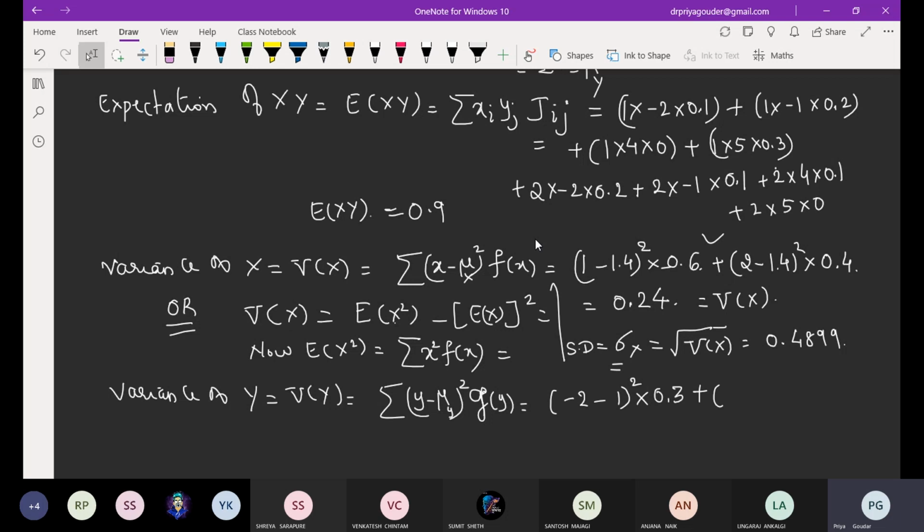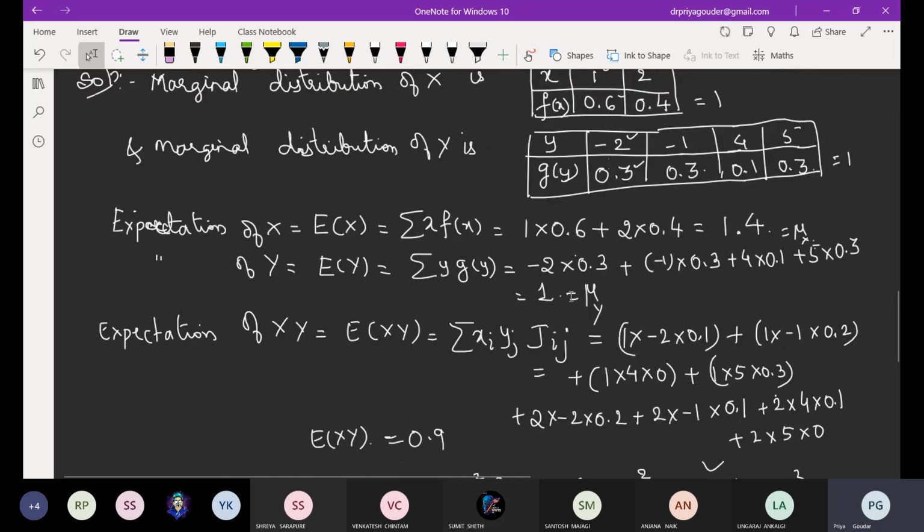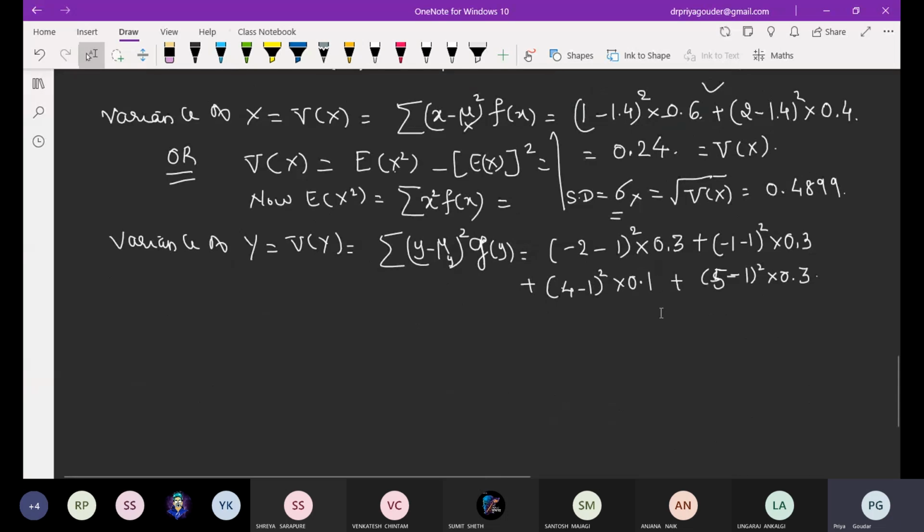What is the second set? Second set, it is minus 1 the whole square and corresponding value is 0.3. Next is 4 minus 1 the whole square, corresponding value is 0.1. Just observe the table because every time I cannot scroll it up and find out. So I'm just writing it. Is the part clear? There are 4 values of y. That's why you are going to get here 4 such values. Answer.